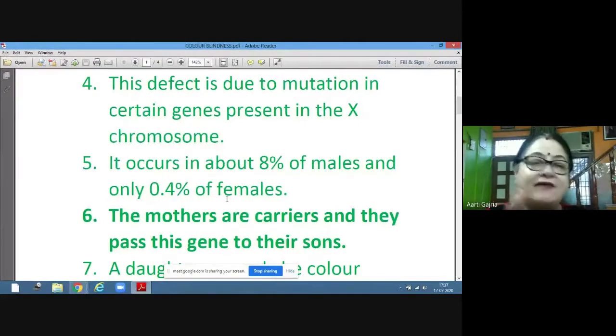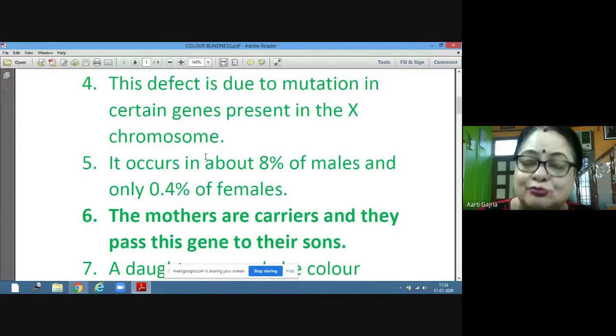Females have two X chromosomes, so only if the females are homozygous recessive will they show color blindness. Otherwise, if they are heterozygous, the dominant character will express itself. So the females are not color blind; only 0.4% of the females are color blind. In males, the mothers are the carriers, and mothers pass that X chromosome to their sons. If the child is a baby boy, then the contribution from the mother is the X chromosome and the contribution from the father is the Y chromosome.